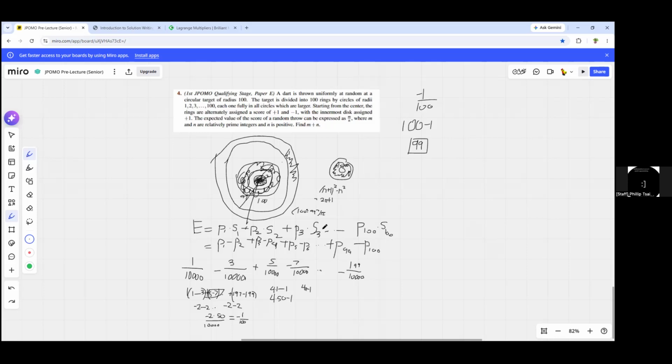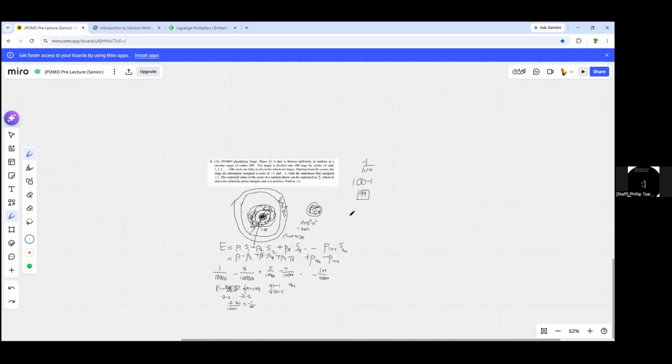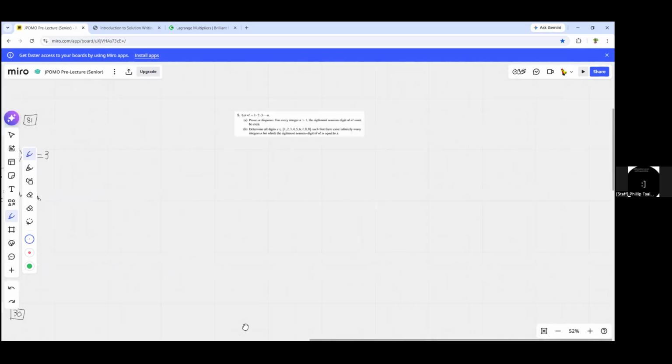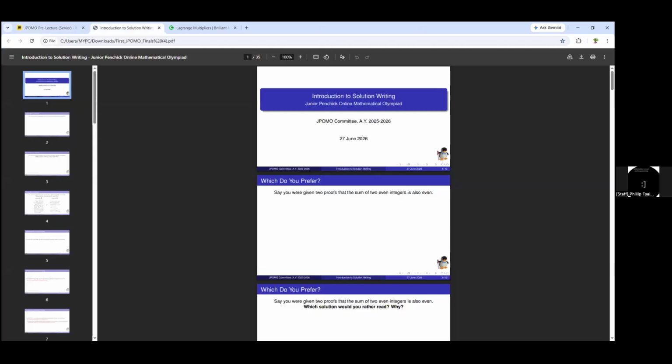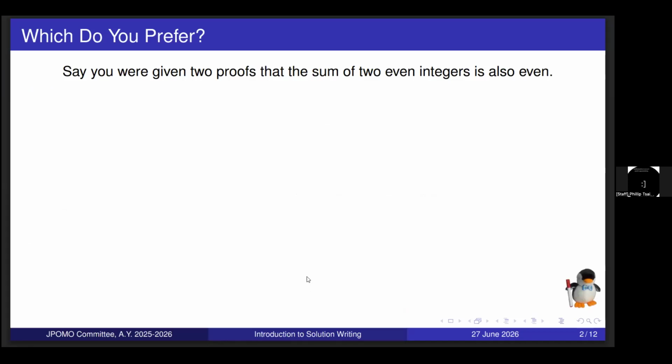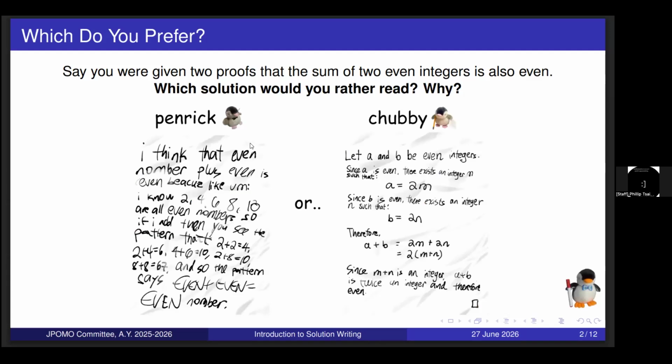Okay, so we're now proceeding to the proof part of this lecture. We will be discussing the introduction to solution writing. Here's a question. Say you're given two proofs that the sum of two even integers is also even. We are given two solutions here. Which solution would you rather read and why?